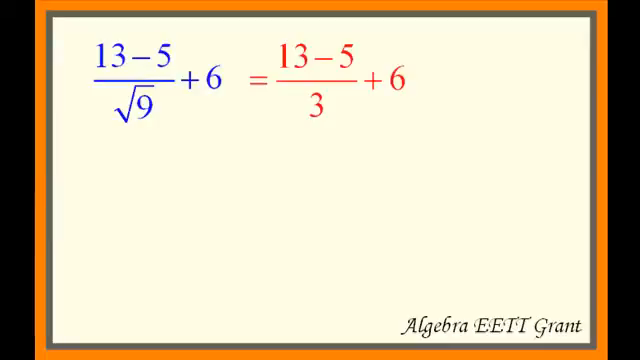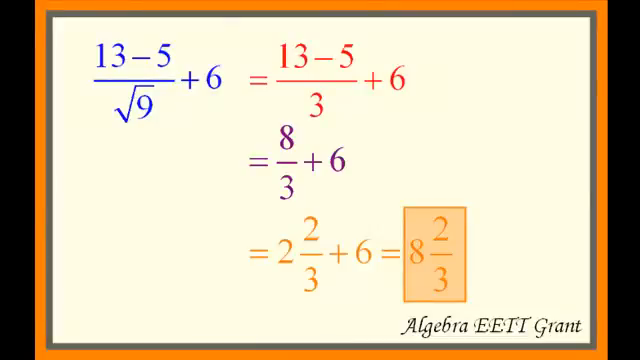Now we have to do the grouping symbol. In this case, it's the division sign. So in other words, anything in the fraction must be simplified before we add 6. Well, 13 minus 5 will give us 8. So we have 8 thirds plus 6. Well, 8 thirds is really a mixed number, so to combine it with a 6, we can rewrite 8 thirds as 2 and 2 thirds. And 2 and 2 thirds plus 6 will give us an answer of 8 and 2 thirds.